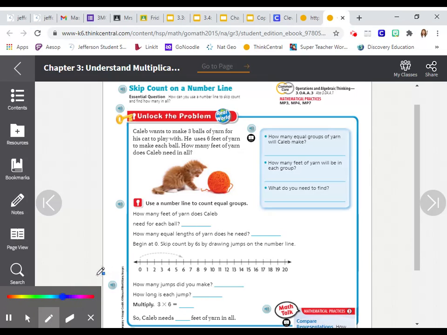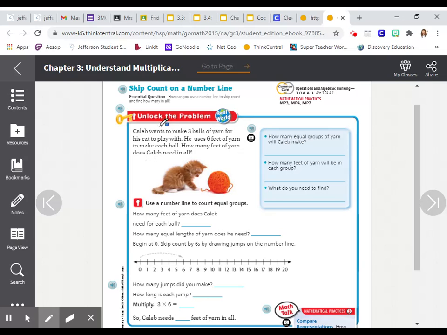Okay, so let's unlock our problem. Caleb wants to make 3 balls of yarn for his cat to play with. He uses 6 feet of yarn to make each ball. How many feet of yarn does Caleb need in all? Well, let's find some important information.